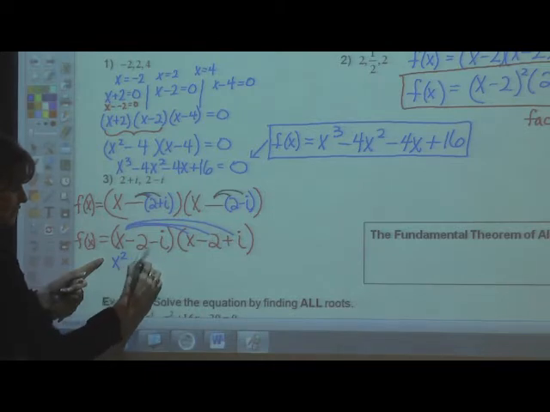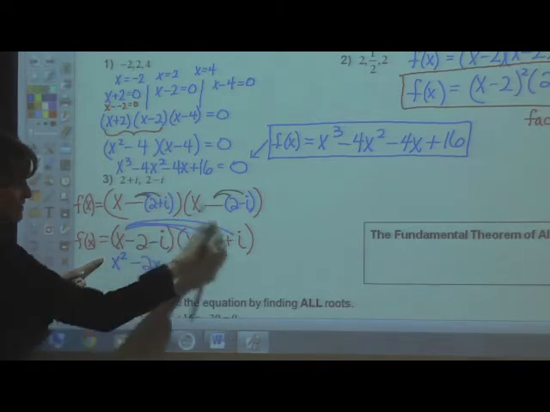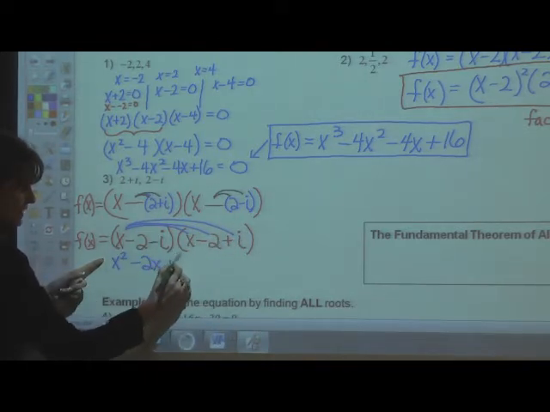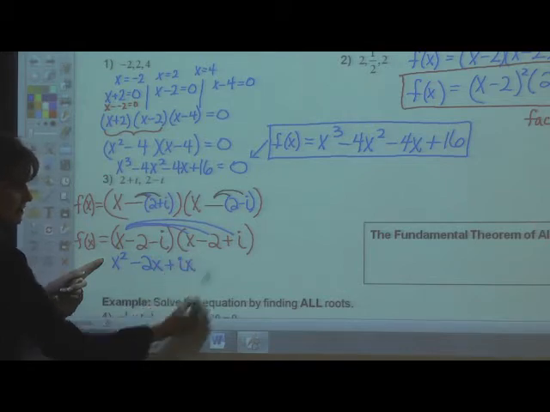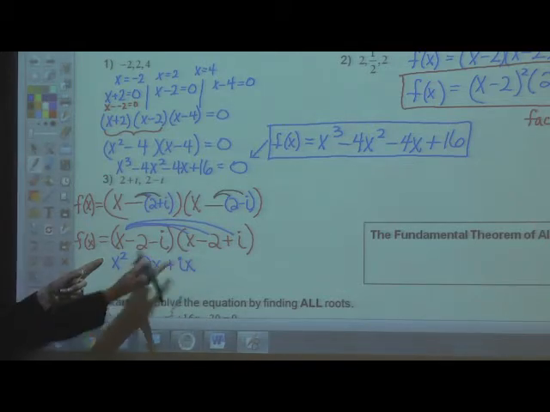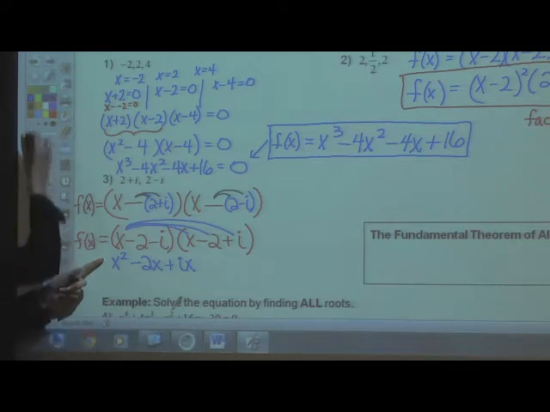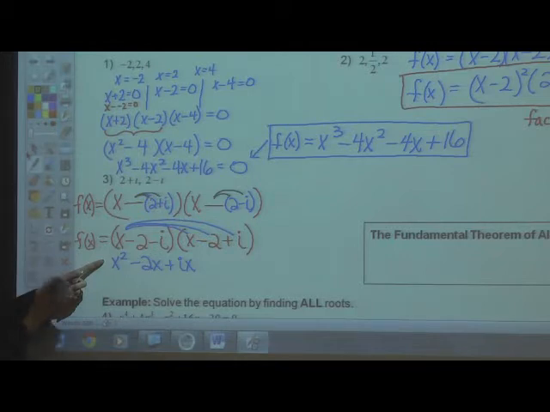X times negative 2 is a negative 2x. X times i is a positive ix, or xi, it doesn't matter. I put them in alphabetical order. The next term that I'm going to be using is this green color.